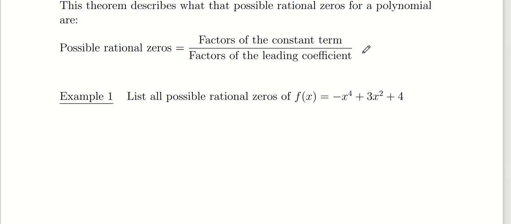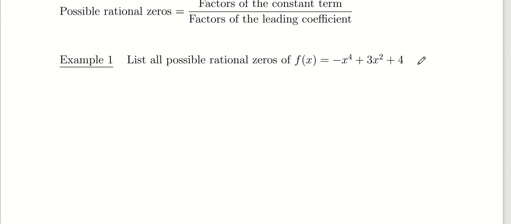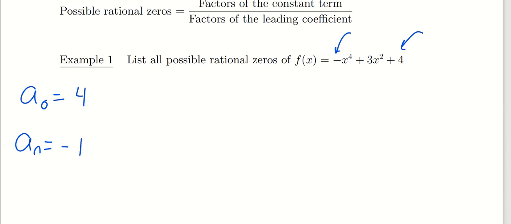So for example, if we look at our polynomial in example 1, we have negative x to the fourth plus 3x squared plus 4. The leading coefficient, I'm just going to call that a sub n in this case, is negative 1. The constant term, and maybe I'll write it like this just so it'll be a little bit easier, so I'm going to put the a sub 0 up top. The constant term is the number 4. That's coming from right here. The leading coefficient is this value negative 1, which is right here.